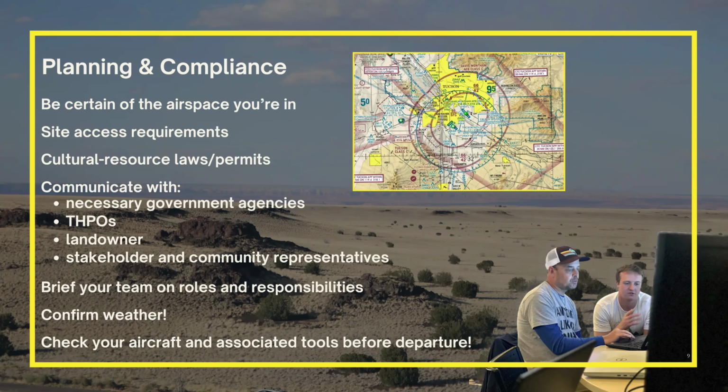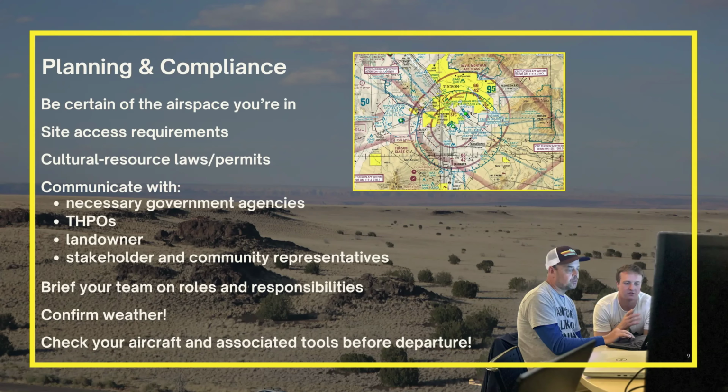4. Communication. With any necessary government agencies, tribal historic preservation officers, landowners, stakeholders, or community representatives. What do you need to do if you find a culturally significant artifact? What about if you find human remains? 5. A team. Your team should be aware of their roles and responsibilities. If you are the remote pilot in command, you are in charge of all things surrounding the time you're in the air. 6. The weather.